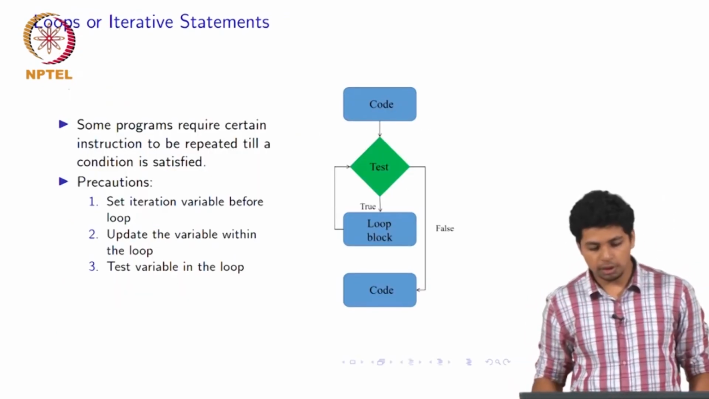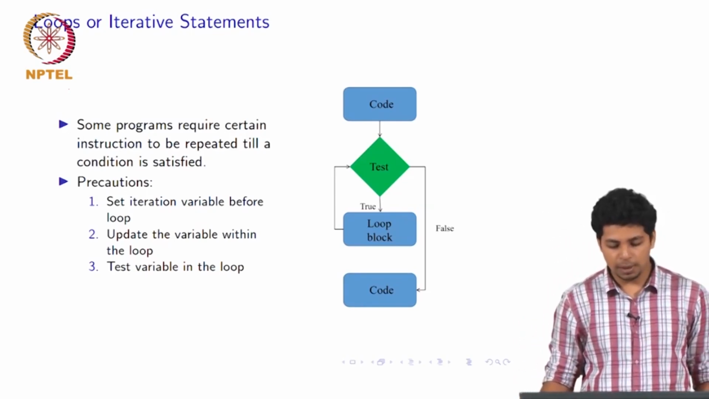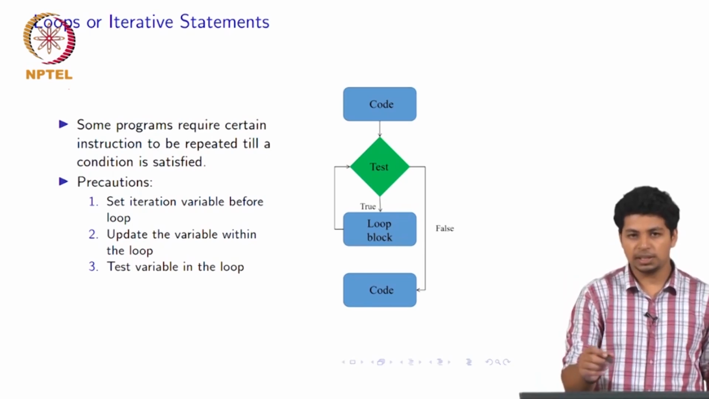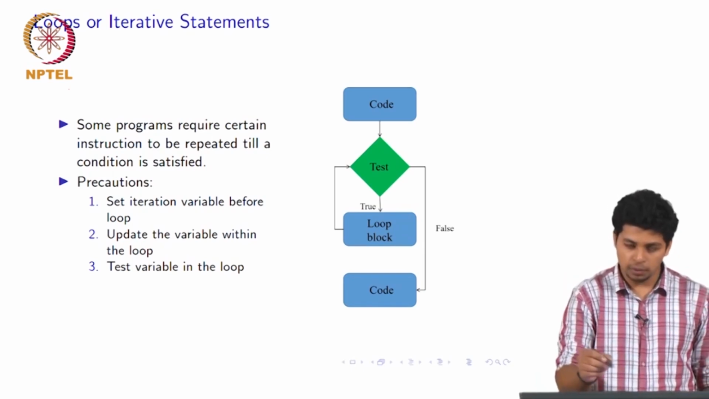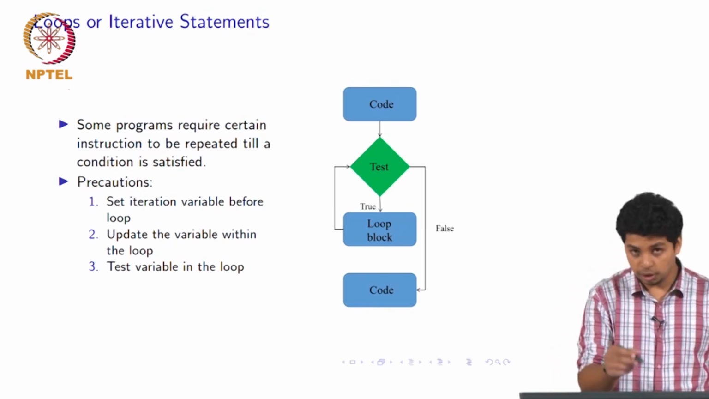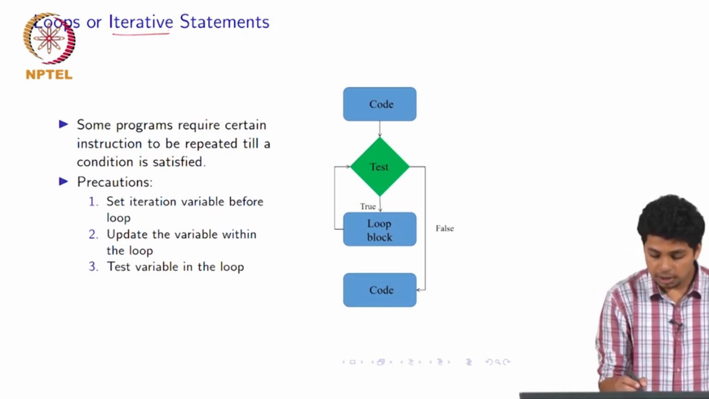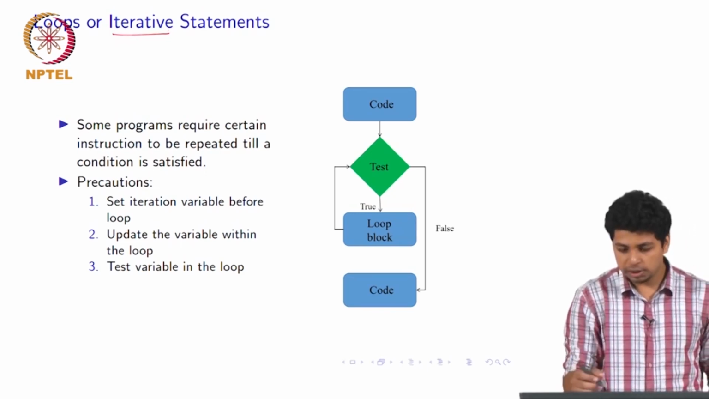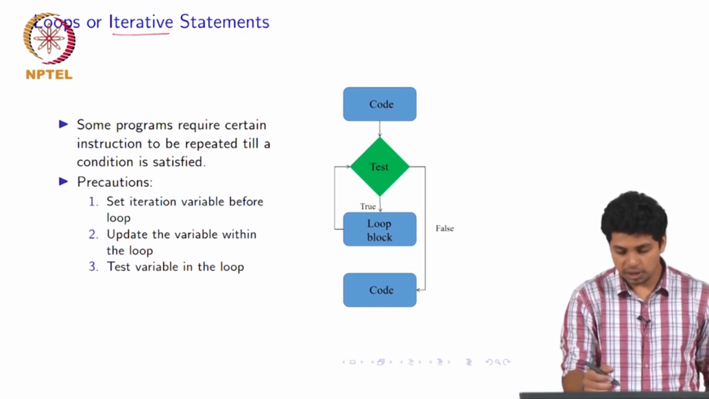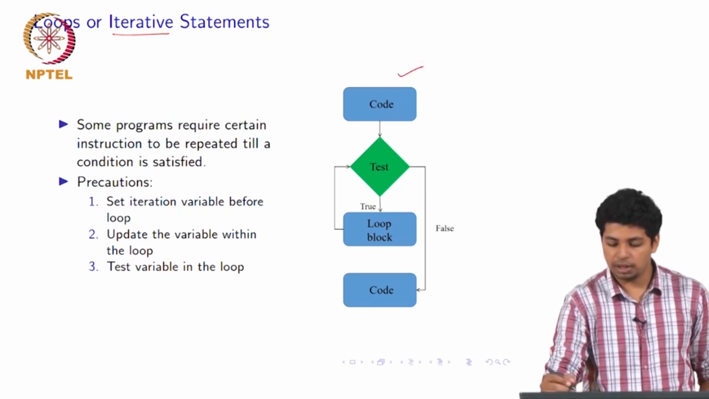Now we will discuss loops, or iterative statements, here. Certain programs might require you to repeat a certain number of statements over and over till a certain condition is satisfied. So for that purpose we use iterative statements. We have to take a few precautions if we want to execute statements like this. So let's consider the flowchart shown here.